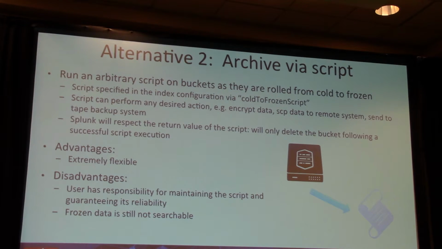So what if you want finer grained control than that? Well, we also provide an option where you can specify an arbitrary script that will be used on buckets when they get rolled from cold to frozen. Again, this is from Splunk's point of view. This means you only configure one thing, which is the cold to frozen script. And you can have that script do whatever you want. It's going to take the path to that bucket directory as its argument, and then you can compress the data, you can encrypt the data, you can SCP it, you can FTP it, you can move it to a tape backup system.